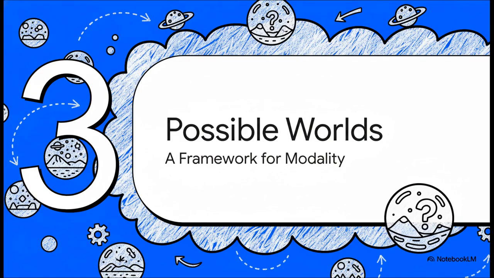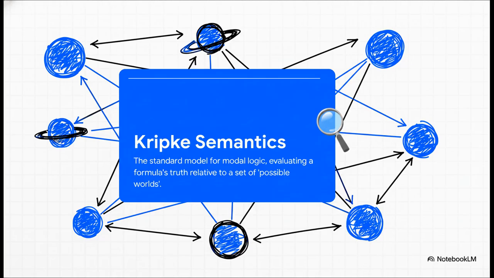Okay, but this raises a pretty big question, right? How do we actually formalize what possible even means? It sounds a little vague. Well, to solve this, logicians came up with a brilliantly creative and powerful idea, the concept of possible worlds. The official name for this whole framework is Kripke semantics, and it was pioneered by the philosopher Saul Kripke.